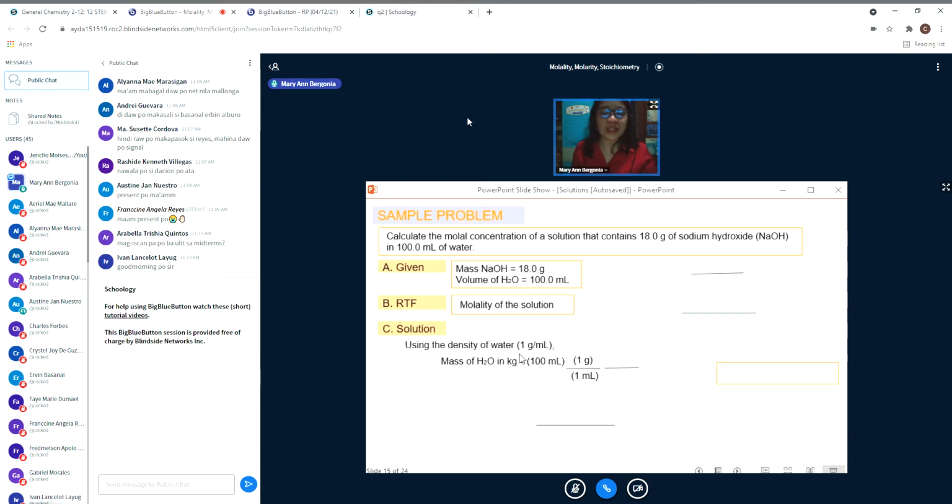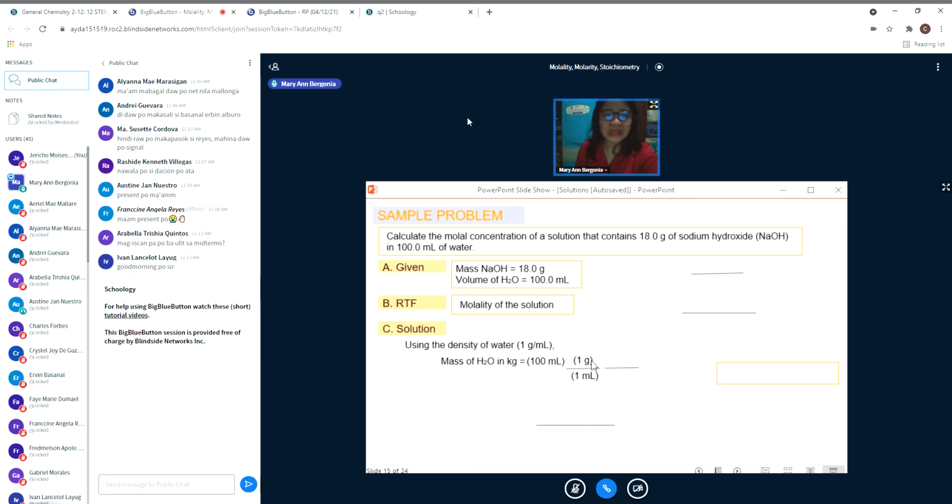Constant po ba si 1 gram per ml? Yes, this is a constant value for the density of water. Pag sinabi po natin na constant, it means hindi po siya nagbabago. Yan. So, sana all, hindi nagbabago.